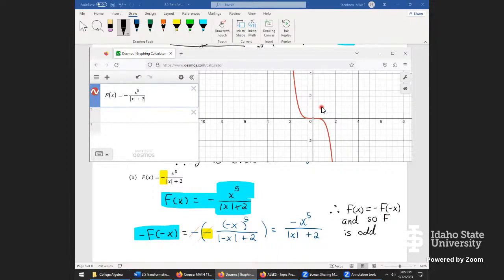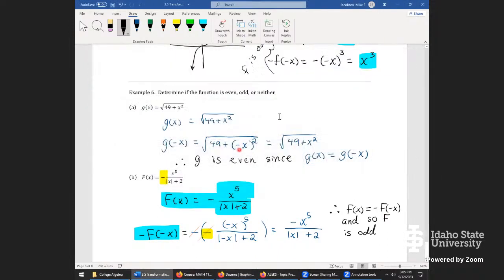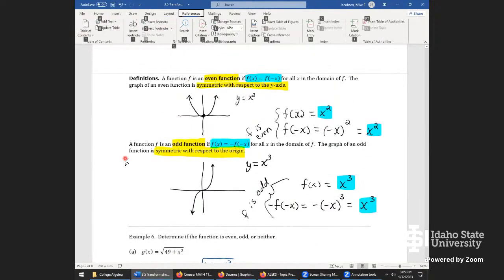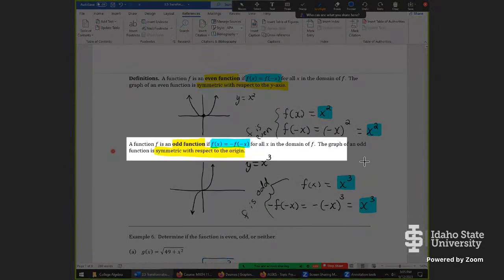Okay, that's the wild world of even and odd functions. Probably another reason that people like this kind of stuff is, here's another takeaway when it comes to even and odd functions. Last thought, and then we'll go to the 3.7 notes.